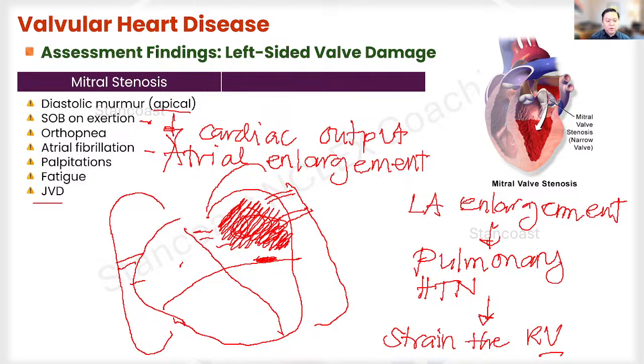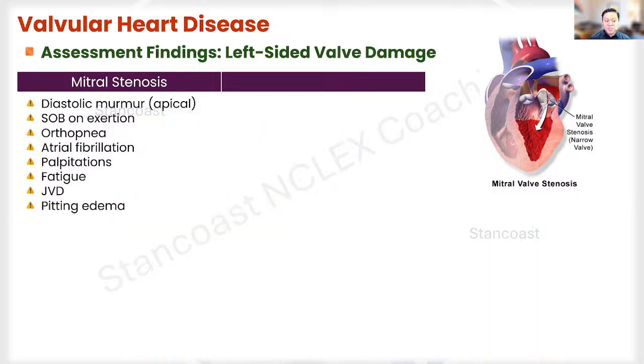Now let's move forward into the next manifestation here. There's also the pitting edema, and the rationale for that is pretty much the same reason I gave for the JVD. There is now that right-sided heart failure as a complication to the left atrial enlargement or left-sided heart failure, leading to pulmonary hypertension and then complicating into the right-sided heart failure as well. And so the person will develop the pitting edema, bilateral lower extremity edema. There's also going to be hemoptysis.